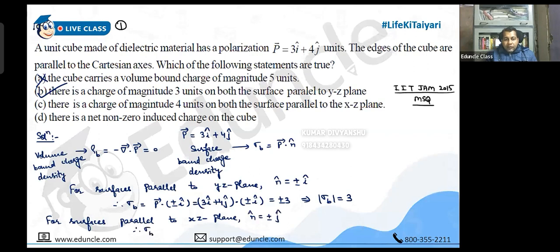And for surfaces parallel to XZ plane, n cap will be plus minus j cap. So therefore sigma b in this case will be P dot plus minus j cap, that is 3 i cap plus 4 j cap dot with plus minus j cap. So it will be plus minus 4. So in this case magnitude will be 4. So this one is also correct. And clearly this one is wrong, because the net magnitude is 0. Net charge is 0.